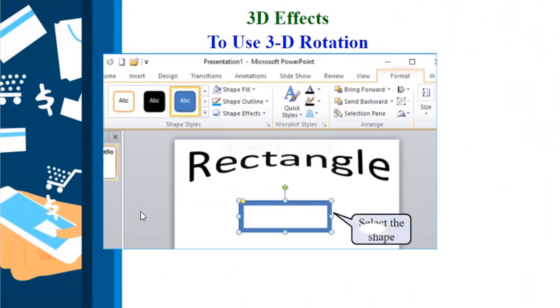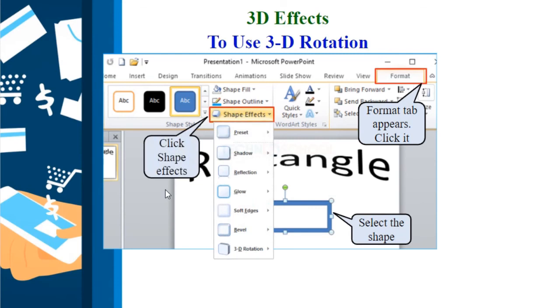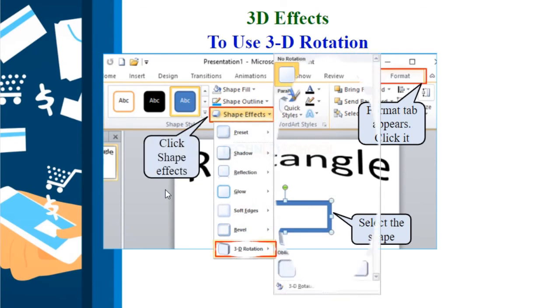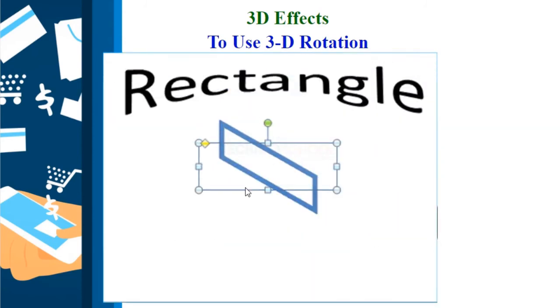To use 3D rotation, first select the shape or text box, click the format tab, click Shape Effects from the Shape Styles group. Move your mouse over 3D Rotation and a drop-down menu will appear like this. Select the desired rotation option from the drop-down menu. Then you can also click the 3D Rotation Options if you would prefer to type your own values.